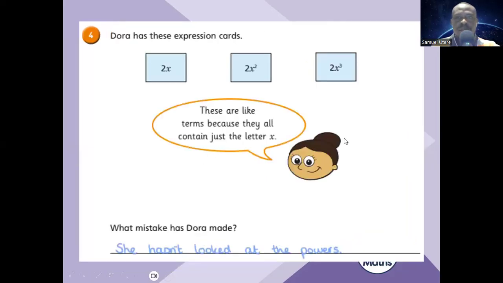Here is the answer to question 4. Here, Dora has these expression cards. These are like terms because they all contain just the letter X. Dora has forgotten the second condition. They must have the same powers. All right? So Dora is wrong. Yeah. So they must have the same powers, not only having the same letters.